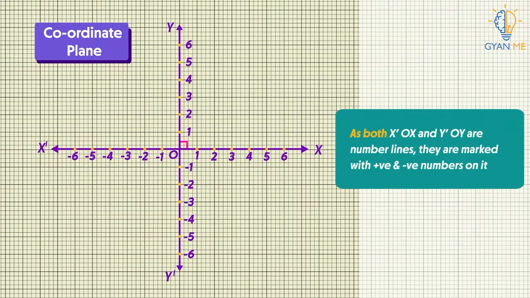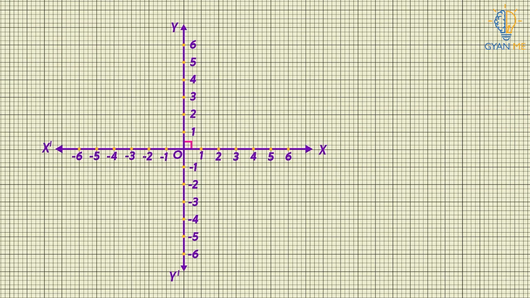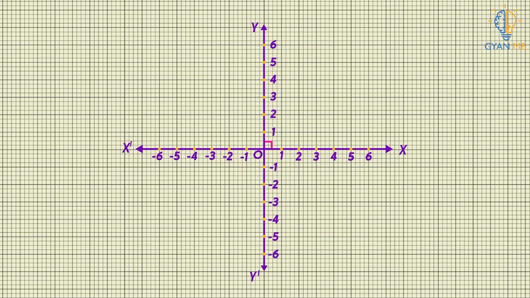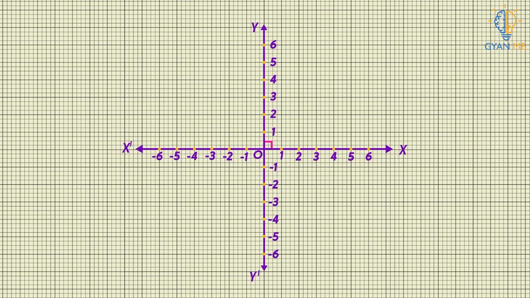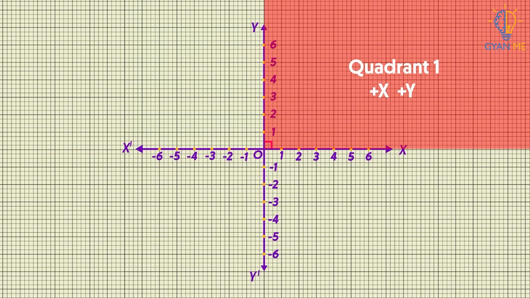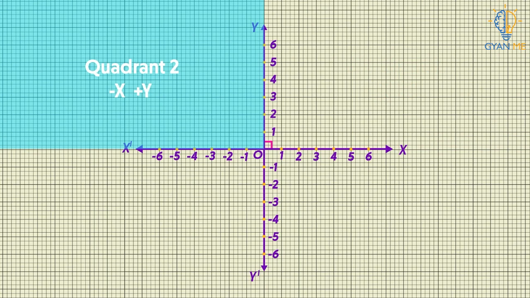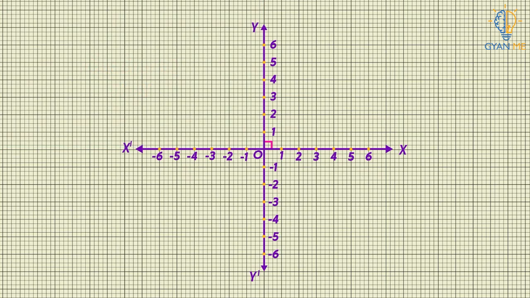As both x'(x) and y'(y) are number lines, they are marked with positive and negative numbers on them at equal distances. Students, recall that the coordinate plane is divided into 4 quadrants, and as you can observe in the figure, quadrant 1 is the top right region. It has positive numbers on both the x and y axis. Quadrant 2 is the top left region of the plane. It has negative numbers on the x-axis and positive numbers on the y-axis.